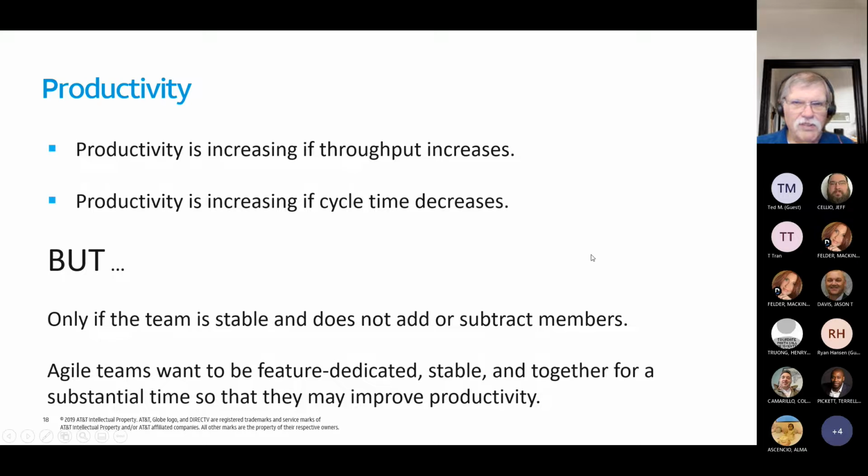Okay. Now, the key factors for being able to do this is a stable team, so that you're not adding people or taking people away. The historic way of building up a team then breaking it back down doesn't apply here. We want the agile teams to be feature dedicated or product dedicated, stable, and together for a substantial amount of time, so that they can learn from each other, that they can learn how people do things, and they can come up with their own ways of being more productive the longer that they work together.